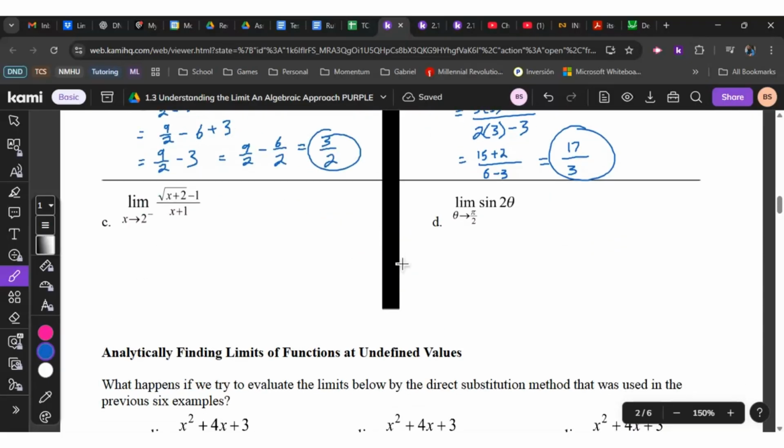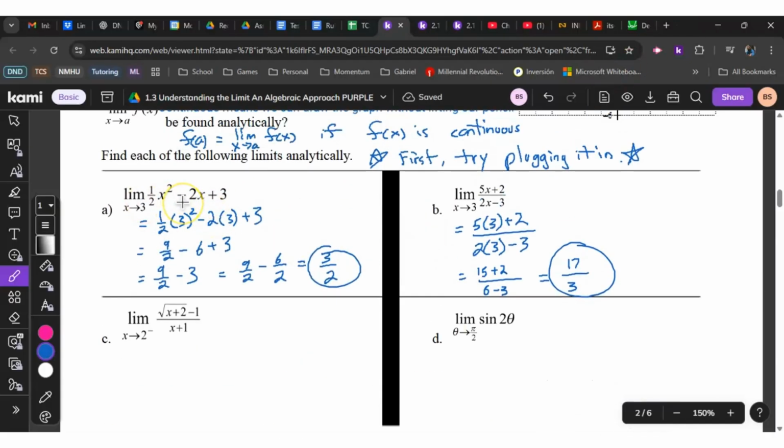All right. How do you know if it's continuous? That's where I have to rely on my precalc. So for instance, if we look at a function like this first one, a polynomial. Are polynomials continuous everywhere? Is there any way I can make a polynomial undefined?